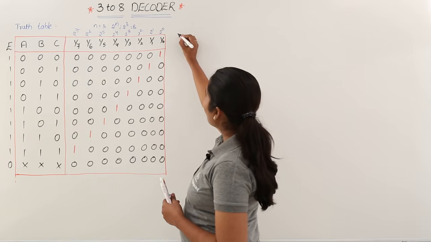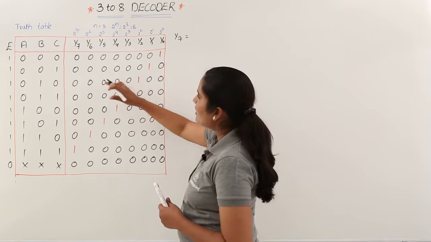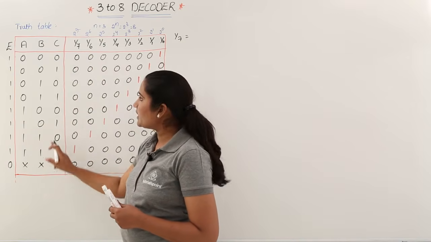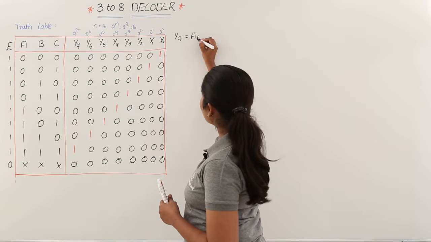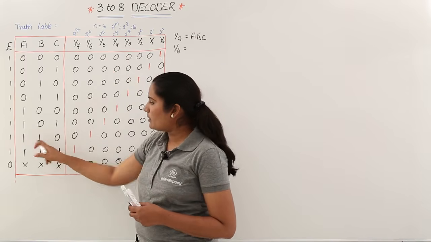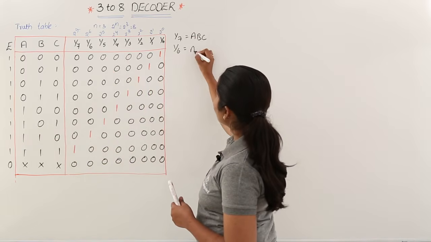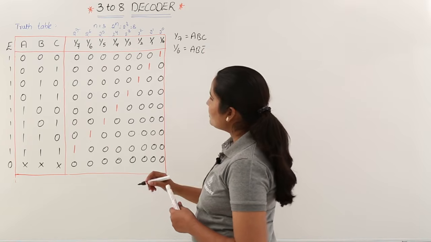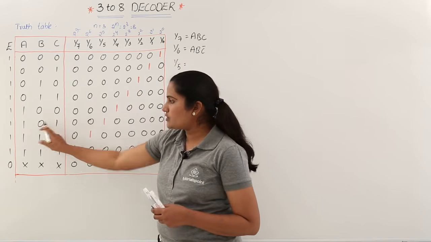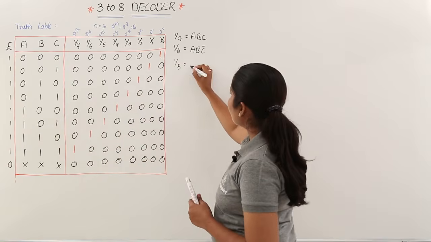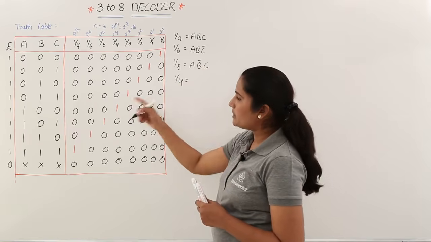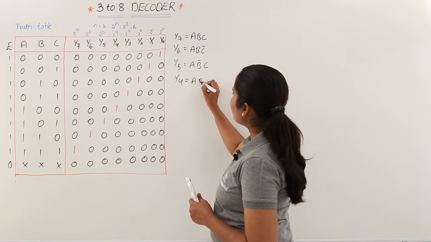See, here I am writing the equation for y7. y7 is equivalent to 1 when we have all ones, so you can write it as A B C. Like that y6: y6 is 1 at 110, that means A B C bar. For y5, you have 1 at 101, that means A B bar C. y4 is 1 at 100, that means A B bar C bar.